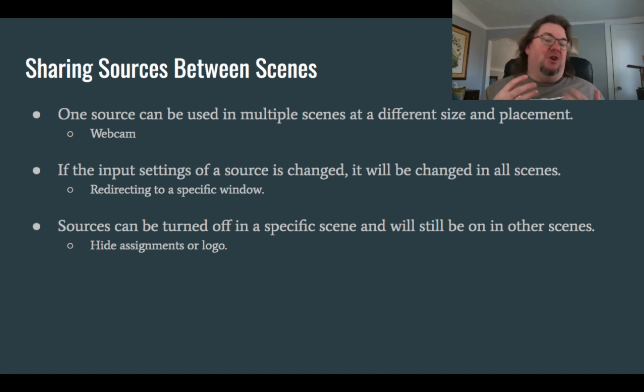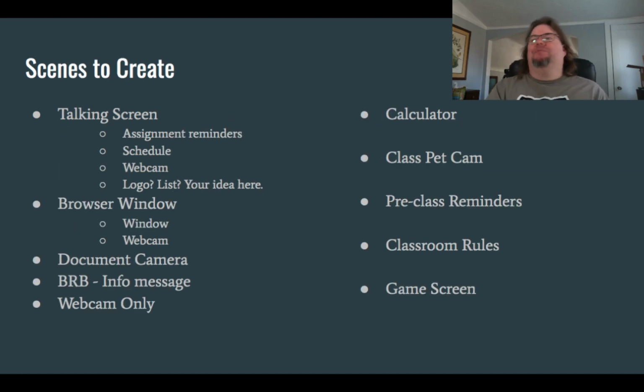The other thing just to note is that you can turn sources on and off on a specific scene, and they'll still be on in another scene if you turn it off, or off on another scene if you turn it on. So you can use that to hide, like I have my assignments and I'll hide that sometimes just so it's not distracting, or the logo, or, again, I can temporarily hide my webcam there.